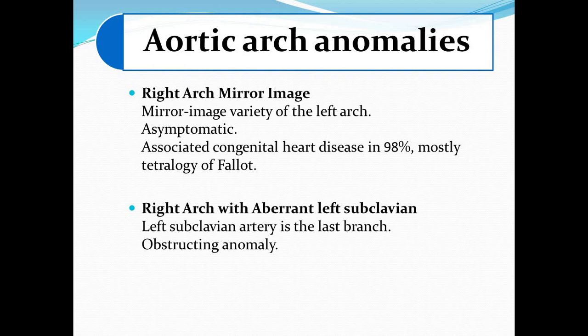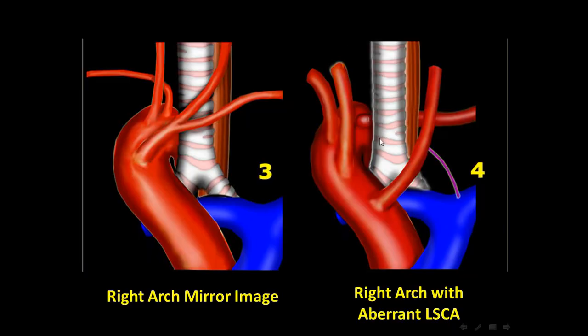The fourth anomaly is the right arch with aberrant left subclavian. So here we have a right arch, but again, it doesn't have the same branches as the normal left arch. Here it has the aberrant left subclavian. So we have the aortic arch on the left side, but here the left subclavian is not originating from the brachiocephalic trunk, as in this case. Here it's originating separately and passing anteriorly here to go to the left side. So this is proximal to the brachiocephalic trunk origin.